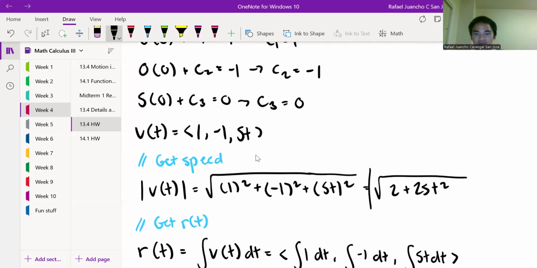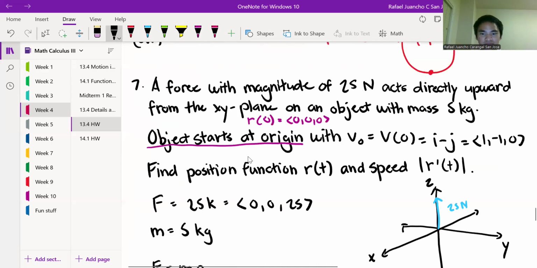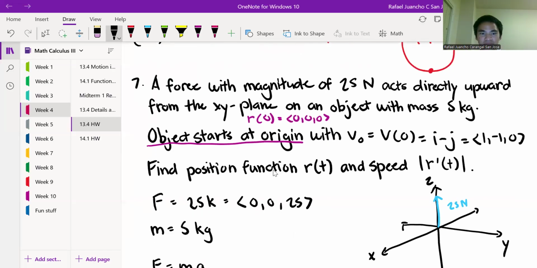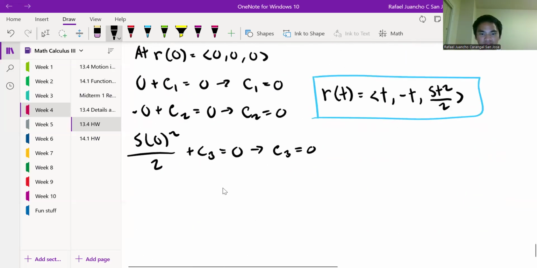And I also forgot to put in my speed at time t. I think that's it. Yeah. Okay, I'm just gonna plug this in, see what happens. So that was a bit tricky.